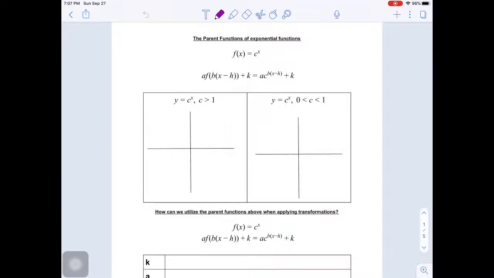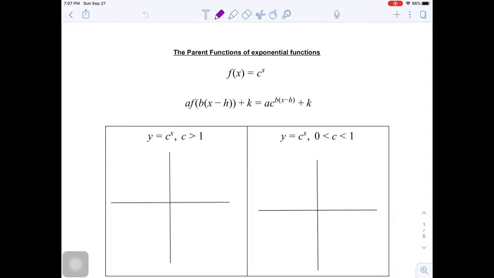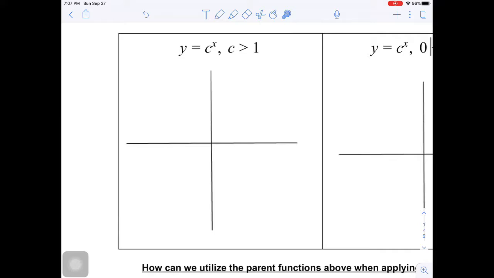Hi there, Math 30-1. So today we're going to be talking about how we can use a parent function to transform exponential functions. In a previous video, we talked about what this parent function looks like. If we direct our attention to these two here, we can quickly review the general shape of these parent functions. Because that's what we really care about sometimes, is just understanding what the general shape of a graph looks like to answer a certain question.